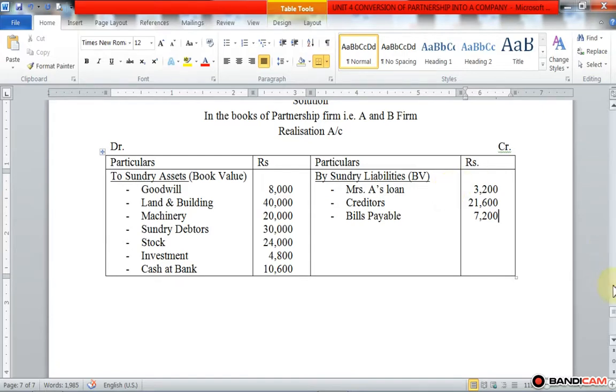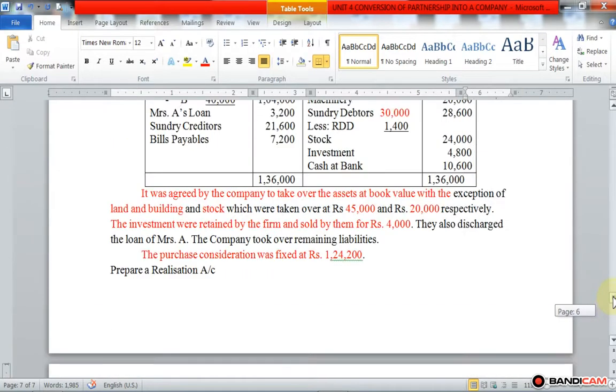Now we start to solve the additional information which is provided outside the balance sheet. So here it was agreed by the company to take over the assets at book value except land and building and stock. All these agreed values we consider while making accounting entries in the books of the limited company. So the agreed value should be taken into consideration when we make the accounting treatment in the books of the limited company.